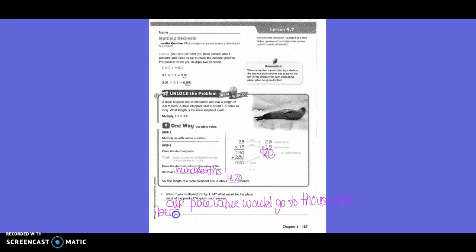Because what does our place value go to in 2 8/10? It goes to tenths, right? Yes. Because 1/10 times, and then what does 1 74/100 go to? Hundredths. So tenths times hundredths equals, what did we say? Thousandths.